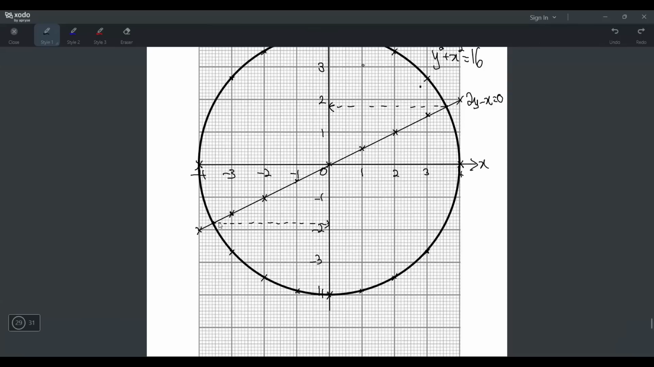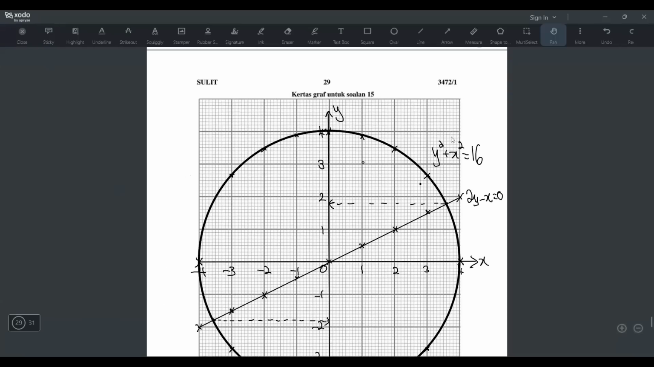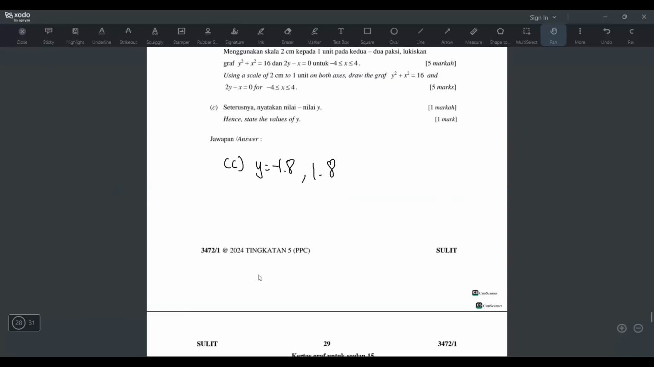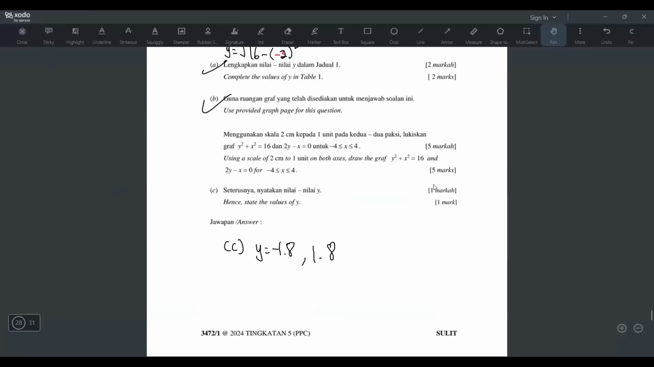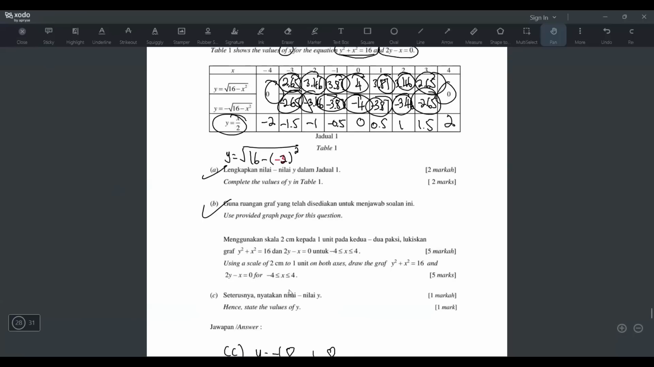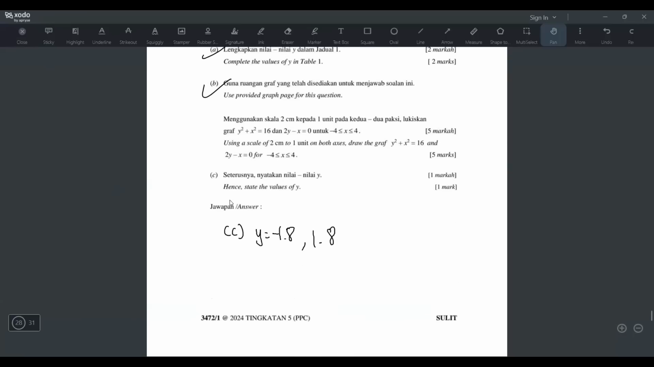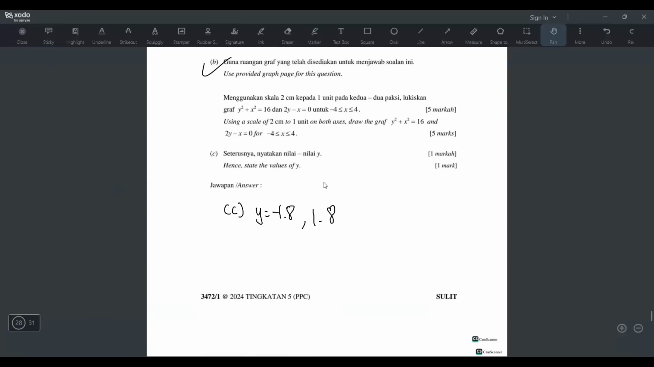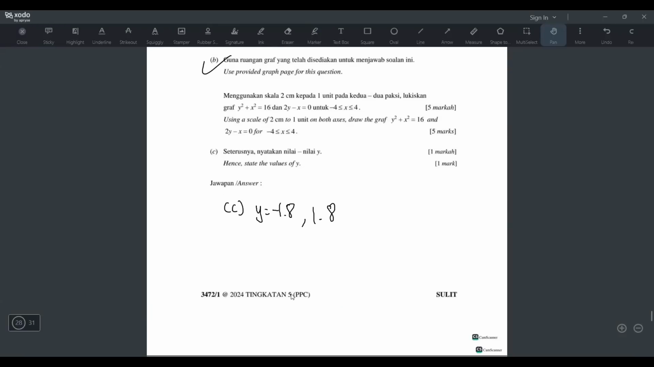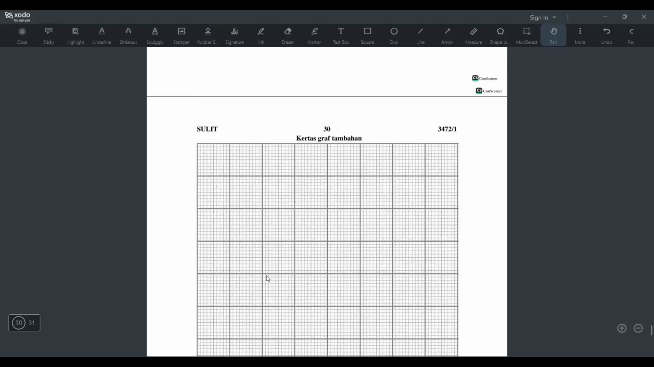When you're finding the intersection point, you take these two equations and solve them simultaneously. If you do that, you will get the exact, accurate answer, and I'm sure you will get 1.78. But this question is worth only 1 mark, and the question never asks properly. They just say state the values of y, but we don't know which y. They should at least say find the intersection point or something like that. But I'll just leave it like this because it's only 1 mark. I just take the y coordinate of the intersection point.